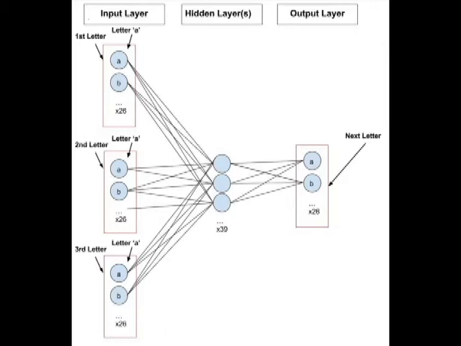In this structure, we have a node representing each possible letter in each of the 3 previous letter spaces. This connects to a hidden layer of 39 nodes thick. The number in this layer is an arbitrary value. The hidden layer connects to an output layer of 26 nodes, each representing a different letter.